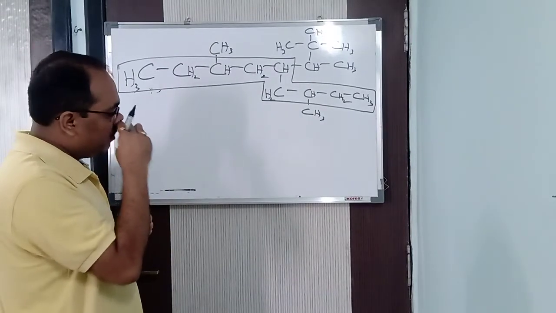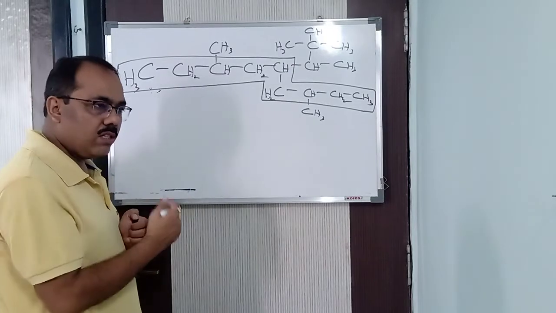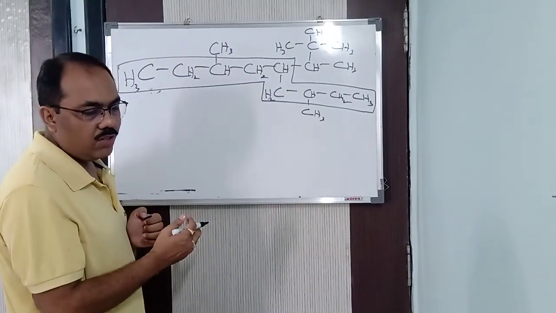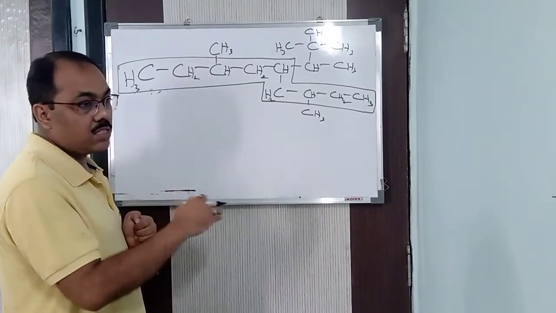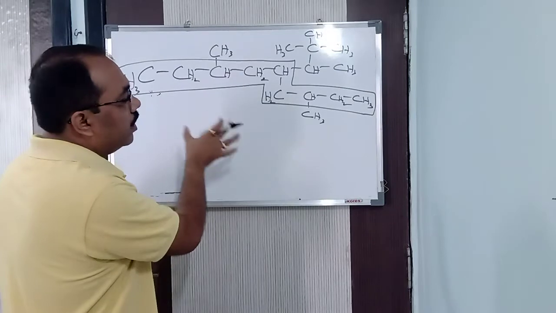There I took 8 carbon atoms just to show that if the two chains are of equal length, then we will select that particular chain as the longest chain which has the maximum number of branches. Just to give an example, I selected that. Okay, but here I am writing the IUPAC name.